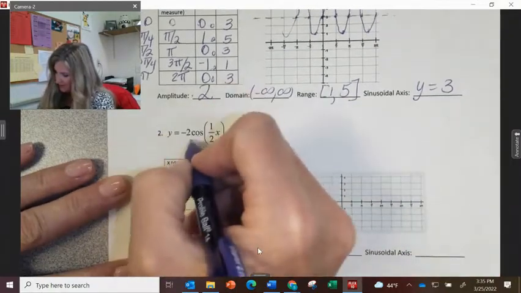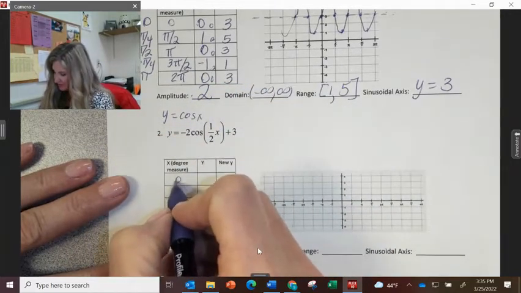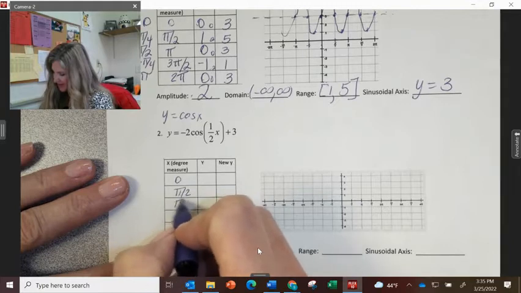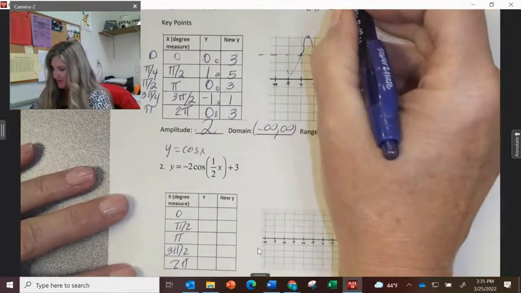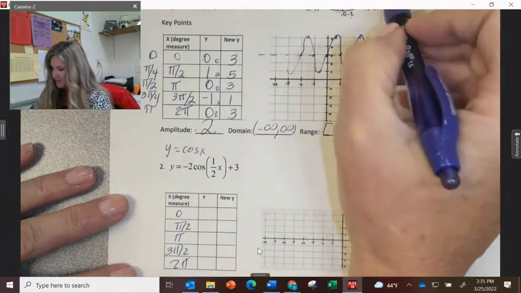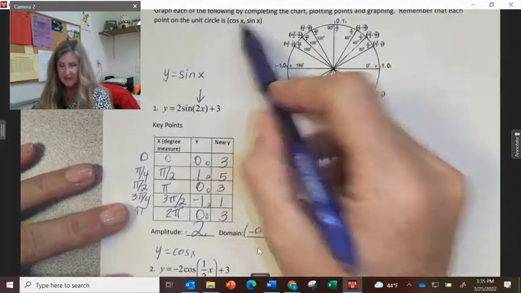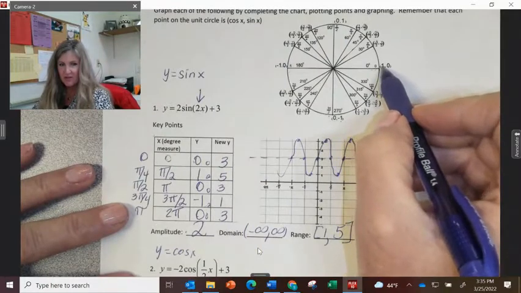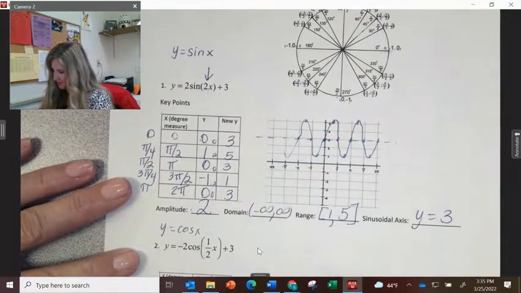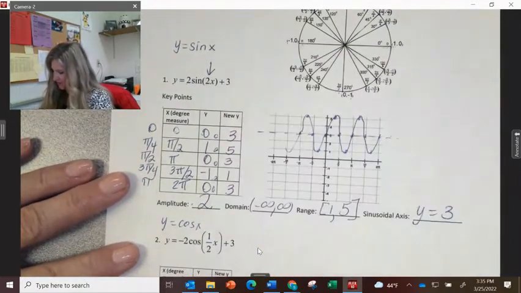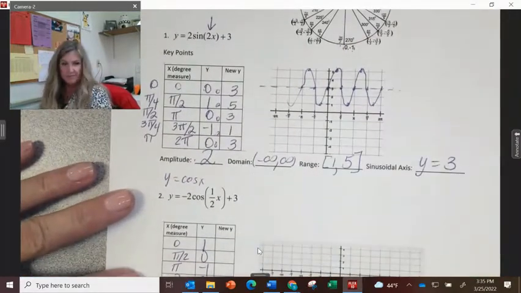Okay, so now we're looking at cosine. So we're thinking of y equals cosine x. For this, we usually use 0, pi over 2, pi, 3 pi over 2, and 2 pi. The y values, the cosines, are going to come first now. So the cosine at 0 is 1, pi over 2 is 0, pi is negative 1, 3 pi over 2 is 0, and 2 pi is 1.